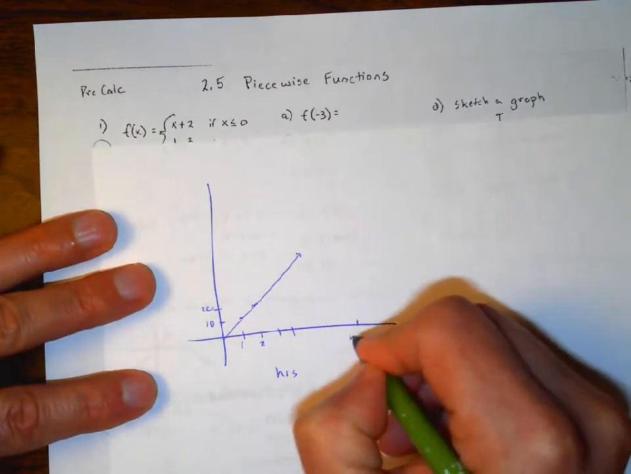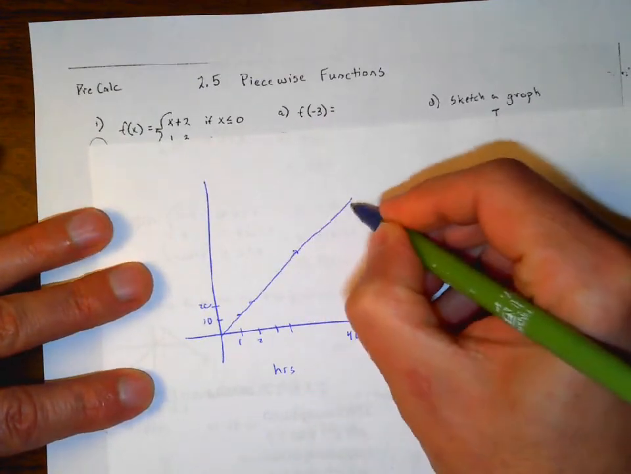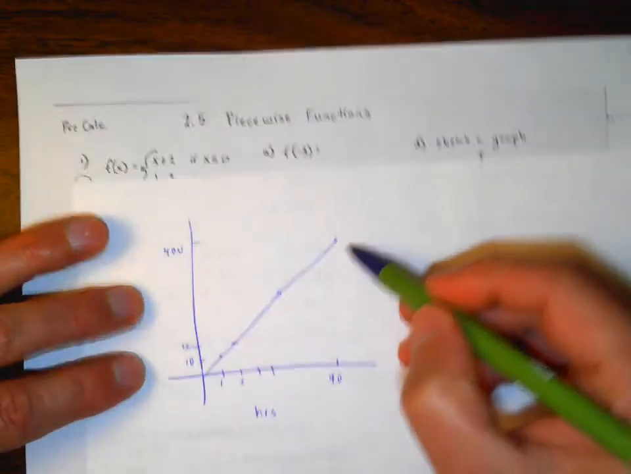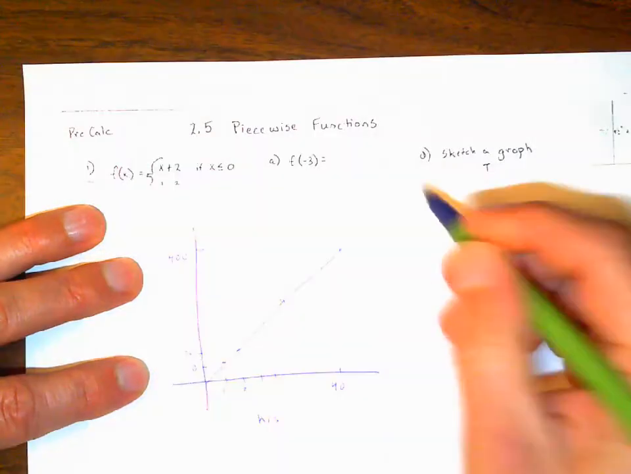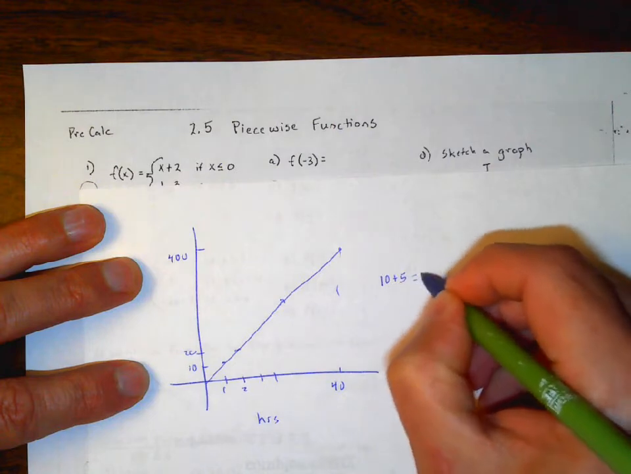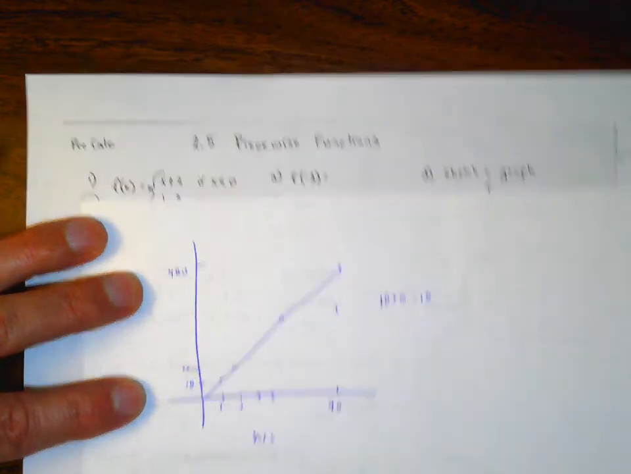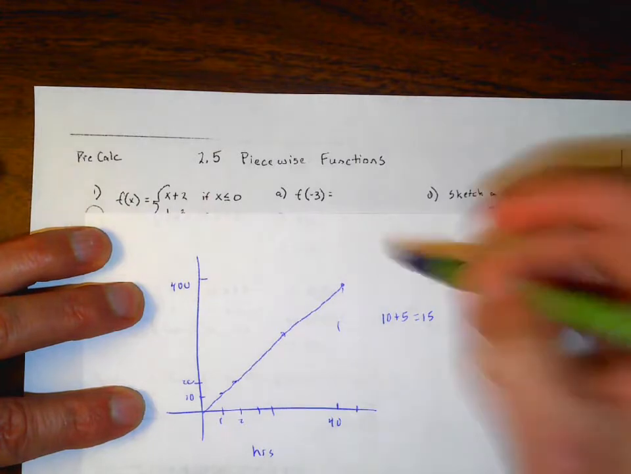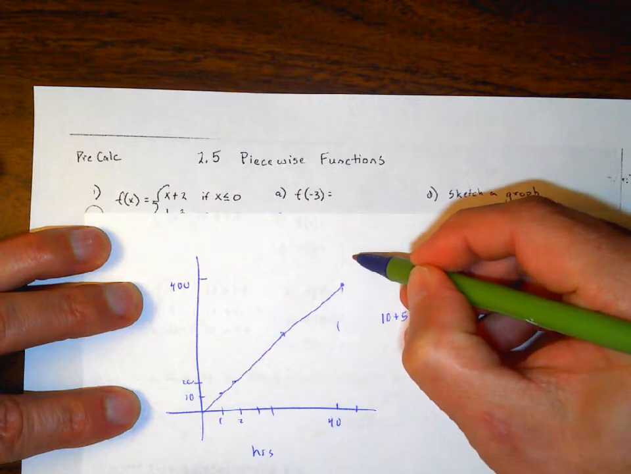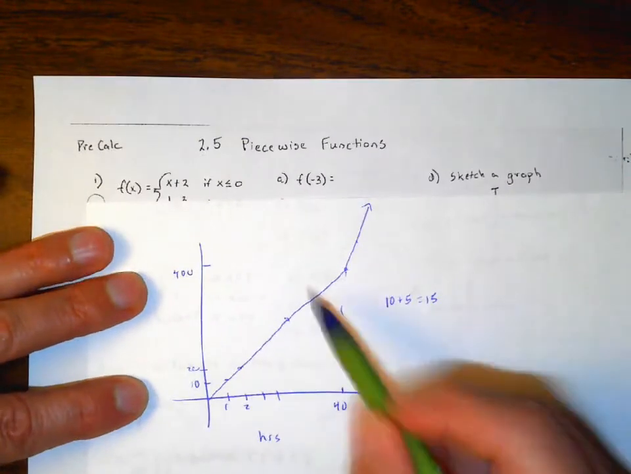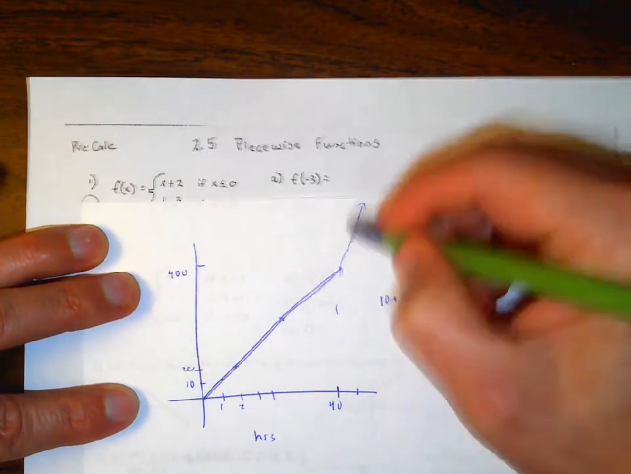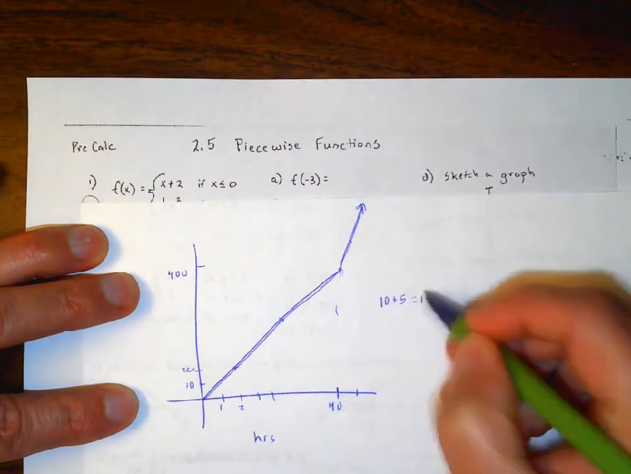Now, once you get up to 40 hours though, in a job, 40 hours at $10 an hour would be $400, right? After 40 hours, people make something called time and a half. So they make their $10 an hour plus half of that, so they actually start making $15 an hour. So at 41 hours, they wouldn't go up 10 anymore, it'd go up 15 and over 1, so it becomes steeper. So this is an example of where we have one function up to a certain point, it's like 40, and then we have another function that takes over after that point.